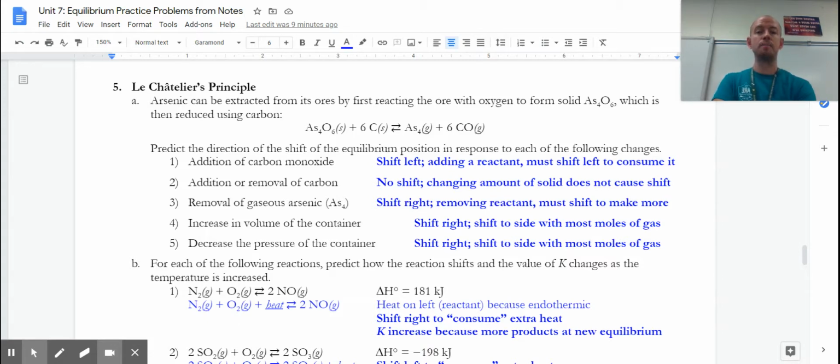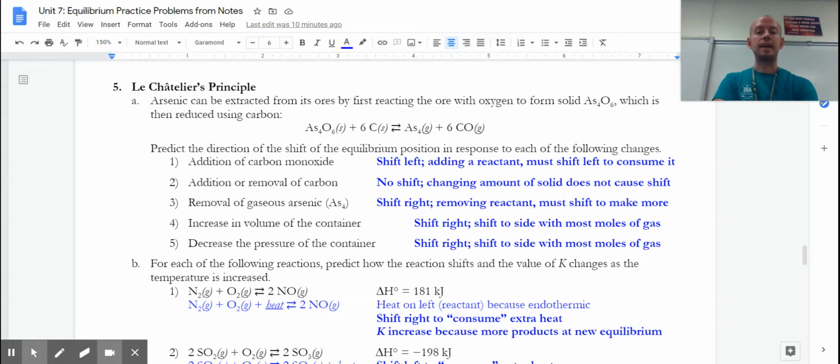The addition or removal of carbon. Initially, we would think, okay, carbon's right here. How is it asking about two opposite things? And then when we focus in on the state of matter, that's how we know. Adding more of a solid or removing some of the solid does not change its concentration or its pressure. Therefore, it does not shift the equilibrium. So changing solids and changing liquids does not change their concentration. Therefore, does not shift equilibrium.